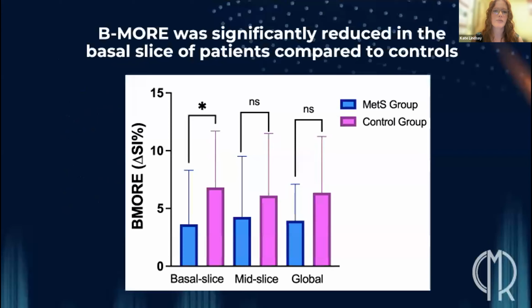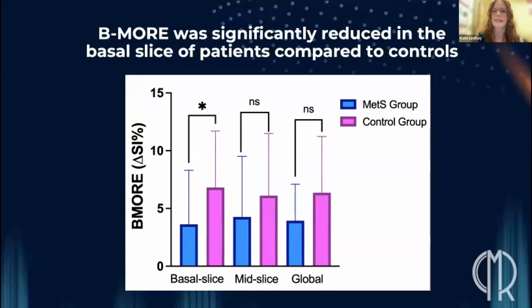So first, taking a look at BMOR globally and in the different slices. The basal slice BMOR was actually significantly reduced in patients. The patients had a mean BMOR of around 3.6, compared to controls who had a mean BMOR of 6.8, and this was statistically significant on a t-test with a p-value of 0.04. But if we look at the mid-slice and the overall global values, there was no statistically significant difference here. Even though we did observe the trend that you can see where the metabolic syndrome group had consistently lower values, but it wasn't statistically significant.